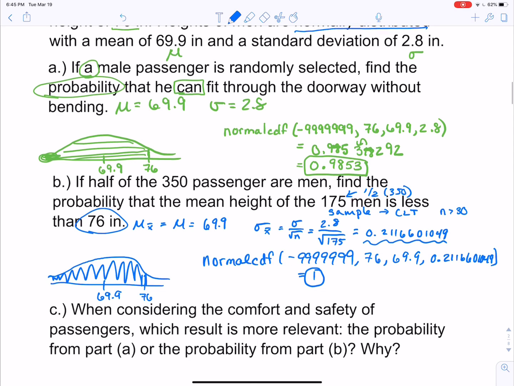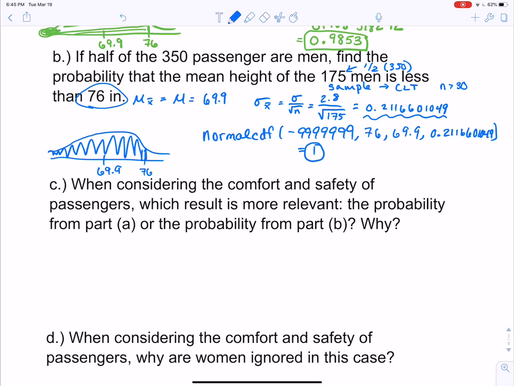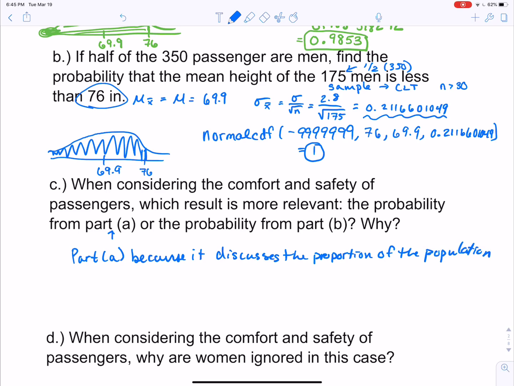If we look at part C, it says when considering the comfort and safety of the passengers, which result is more relevant, the probability from part A or from part B, and why? So essentially we need to think about what's going on here. If we're thinking about going through a door, one person goes through a door at a time. It's not like a group of people that's on an elevator. So because of that, we're going to think about part A. So we would say it's the probability from part A because it discusses the proportion of the population that will be able to fit through the doorway.